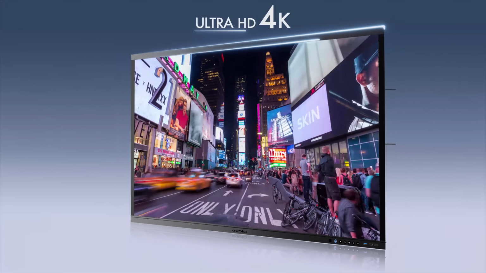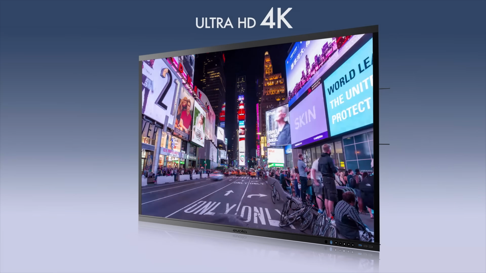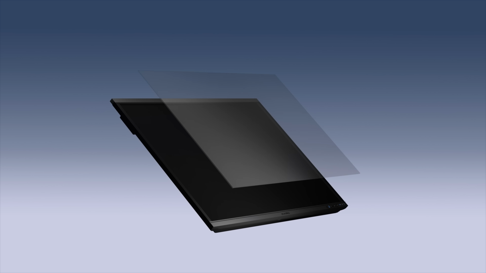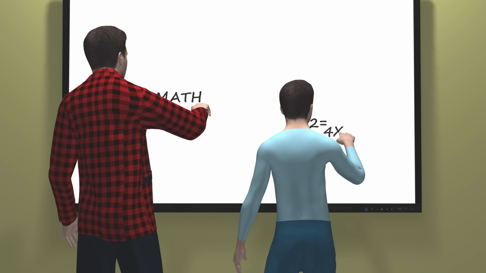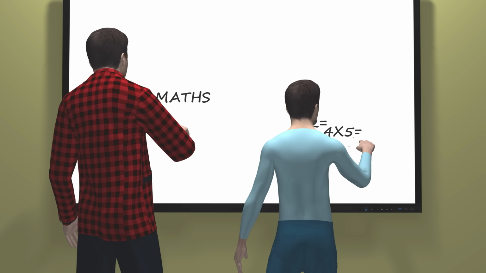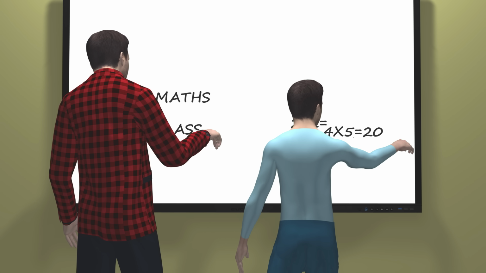The Ultra HD 4K Interactive Touch Display Panel, powered by Android and Windows 10 operating systems, comes with a toughened anti-glare glass, which adds extra security and reduces reflection for more legible text and clear images. With its 10-point multi-touch capability, Evota enables multiple students and teachers to write simultaneously on the screen with their fingers or stylus.